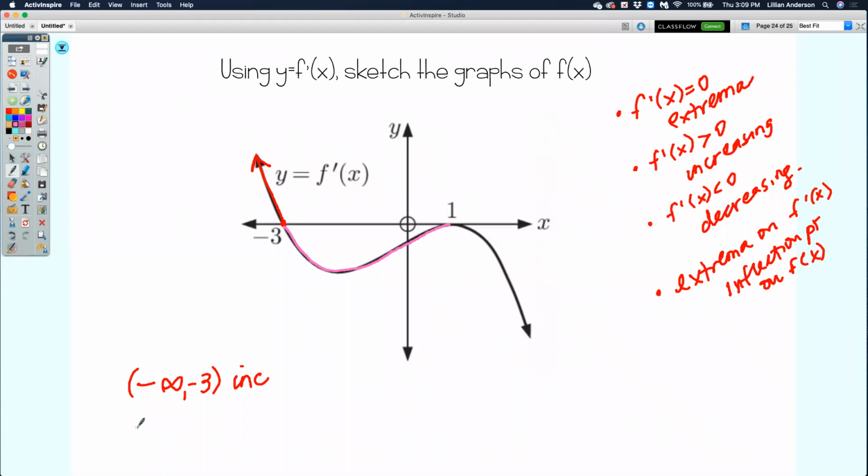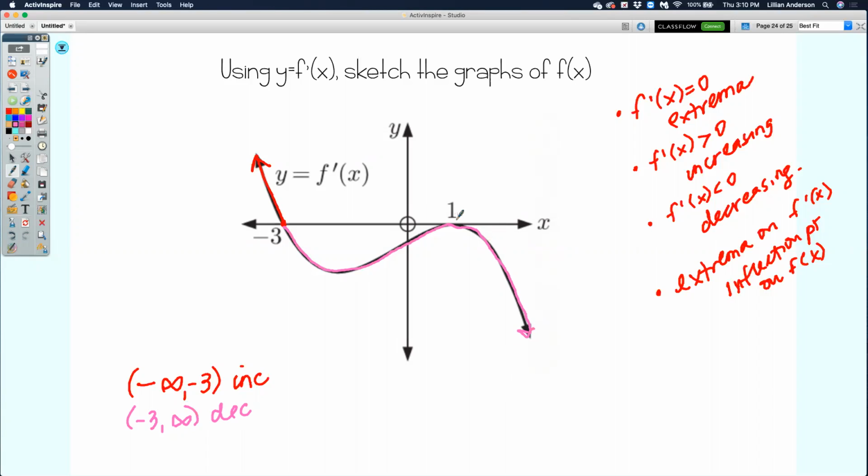And actually, we're decreasing the entire rest of the function, from -3 to infinity. Because again, the first derivative is below the x-axis. The first derivative is negative. So that means we're decreasing, okay?